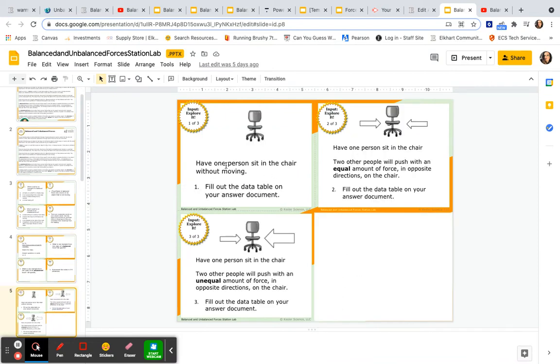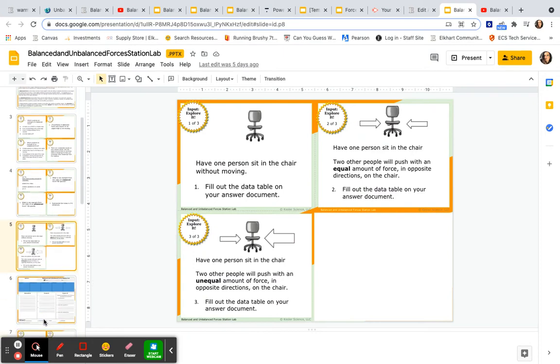Have one person sit in a chair without moving. Fill out the data table on your answer document, which would be right below. Okay? Have one person sit in the chair, then 2 people will push with an equal amount of force in opposite directions on the chair. Fill out the table on your answer document. What happens then?